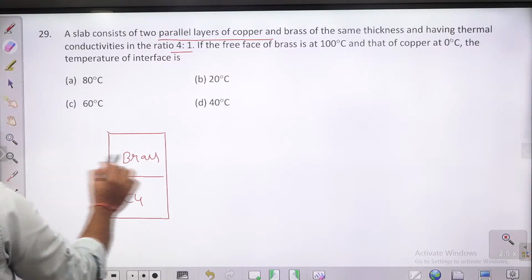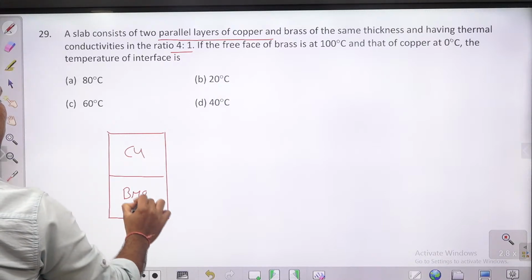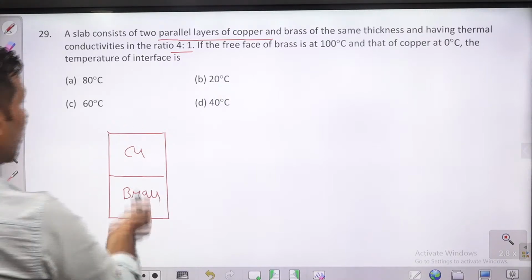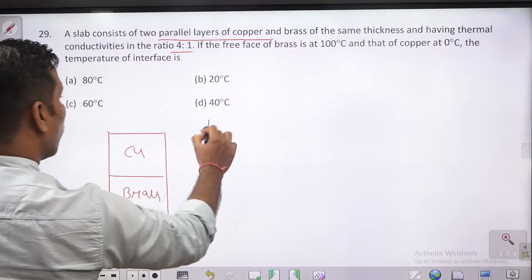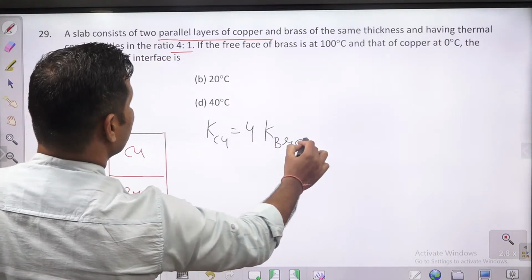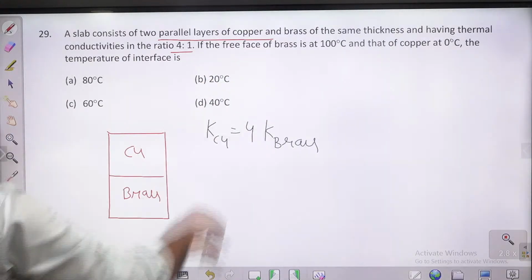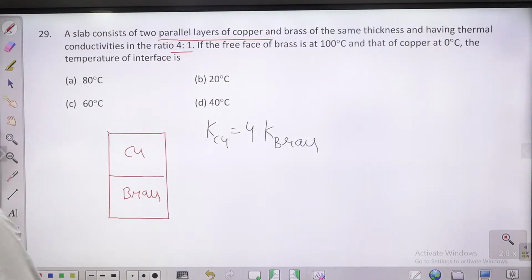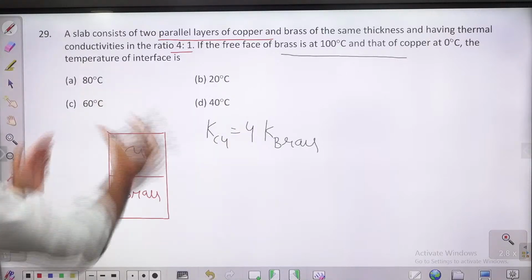Let us keep copper above, because he says copper first. This is copper, this is brass. However it will not make any difference. Okay, you can keep brass above also, there is no such issue. Conductivity in this ratio means conductivity of copper is equal to 4 times conductivity of brass. Now he is giving this particular ratio, so you need to take this only. If the face of brass is at 100 degrees Celsius and the copper is at 0 degrees Celsius, a slab consists of two parallel layers of copper, but now he is saying they are having different temperature, means you need to tilt it like that.